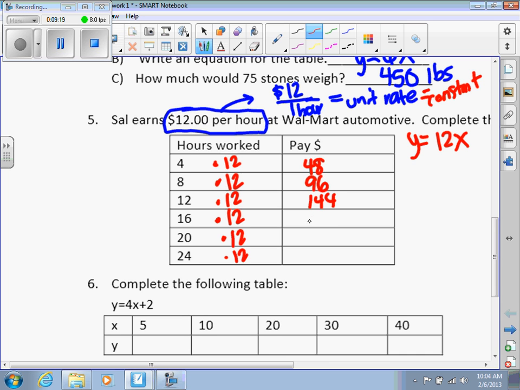Will, 192. Ryan, look up here. 240. All right. Diana, 24 hours. One more time. You have a calculator over there? Use it.